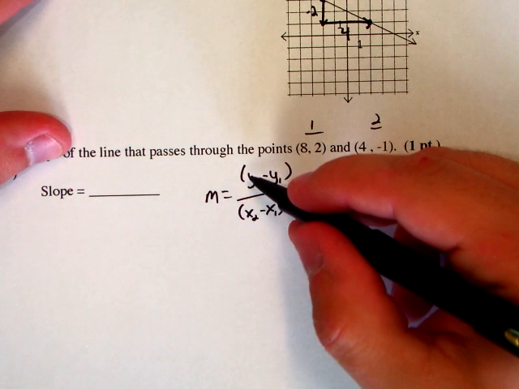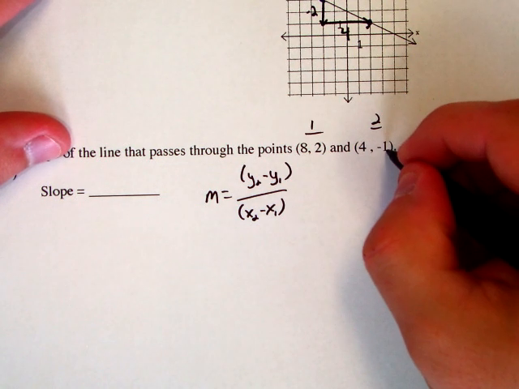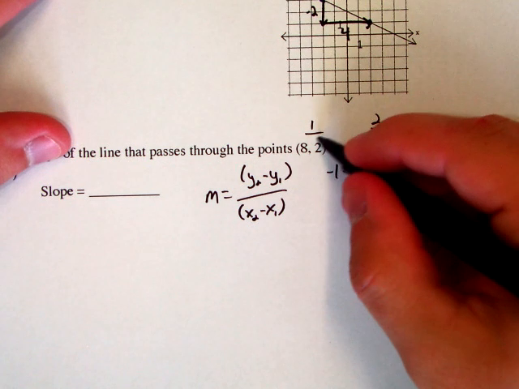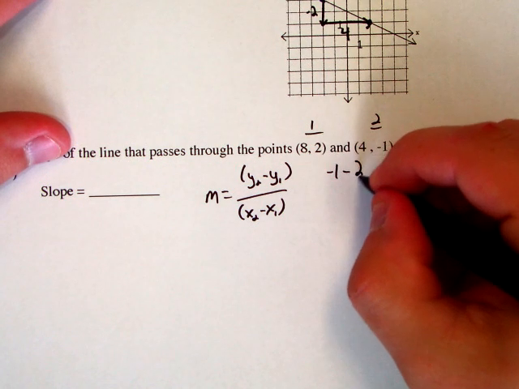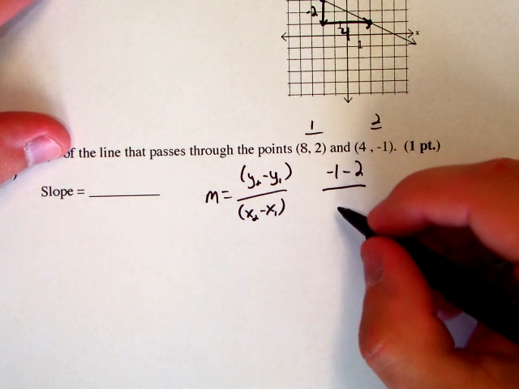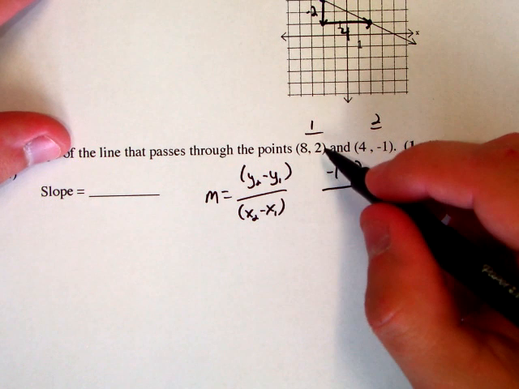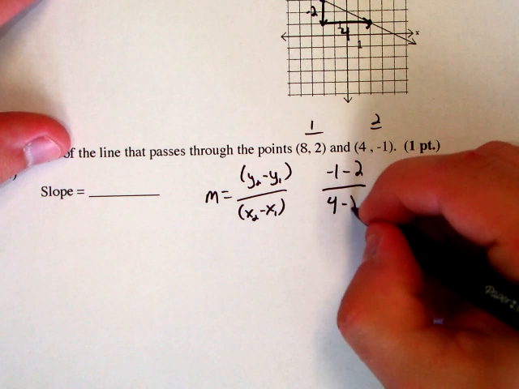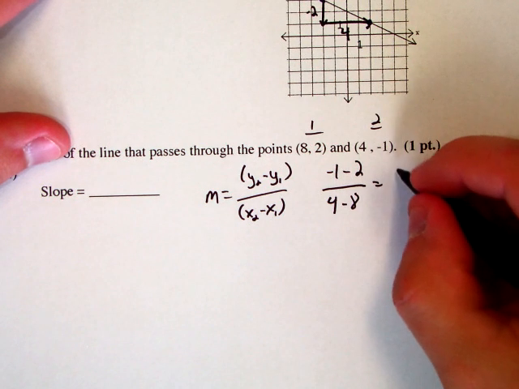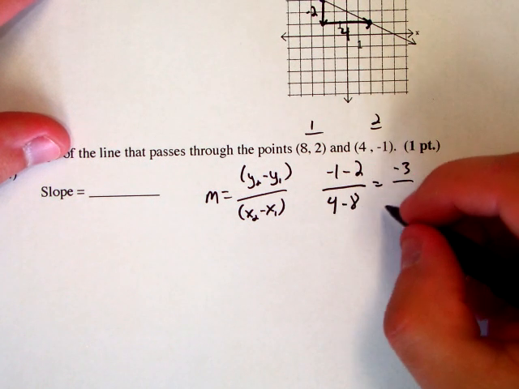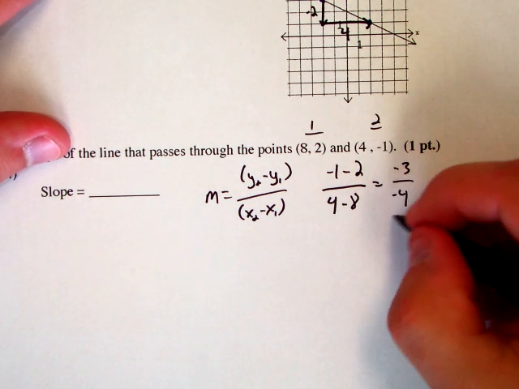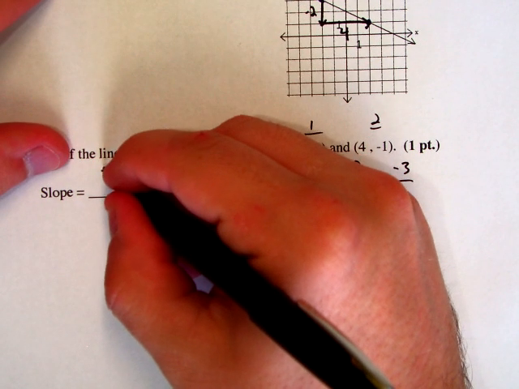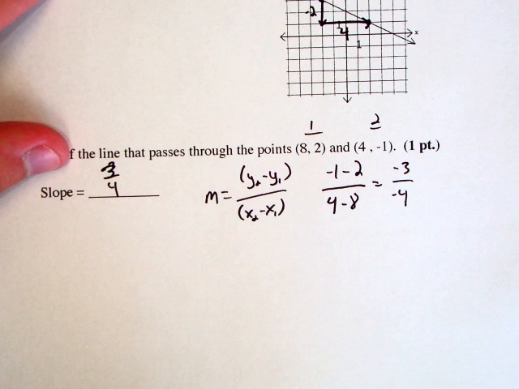So the y value from the second ordered pair, this is the second ordered pair, here's the y value, so this is going to be -1 minus the y value from the first ordered pair, which is 2. X value from the second ordered pair is 4. X value from the first ordered pair is 8. So -1 minus 2 is -3. 4 minus 8 is -4. And simplify this, both of them are negative, so the overall slope is a positive 3/4.